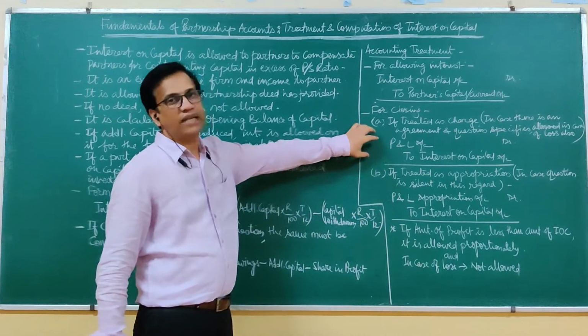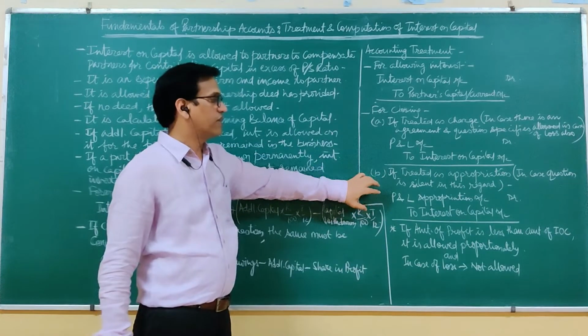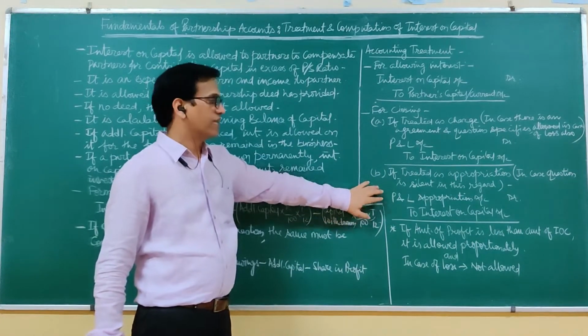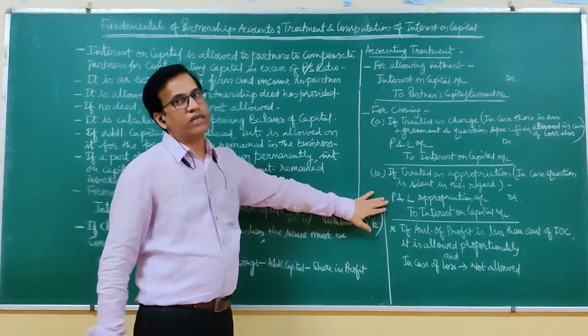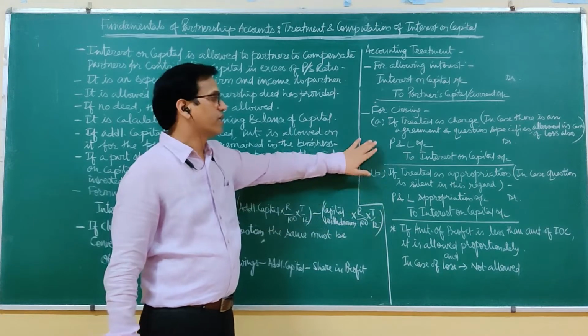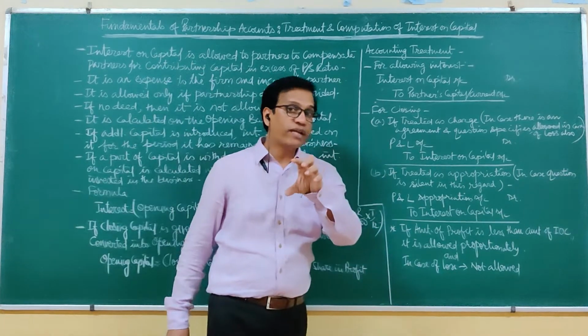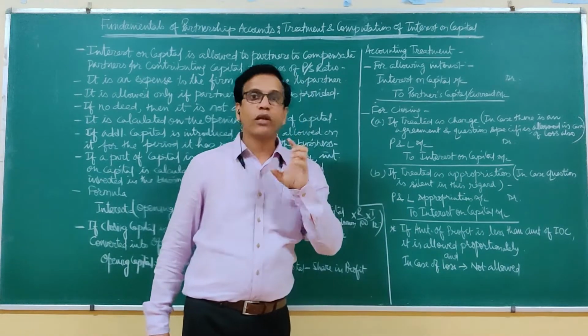If it is treated as a charge, then it is transferred to profit and loss account. If it is treated as an appropriation, then we take it to the profit and loss appropriation account. So either this entry or this entry we will make. In case of charge, it will be provided, it will be allowed even in case of loss.